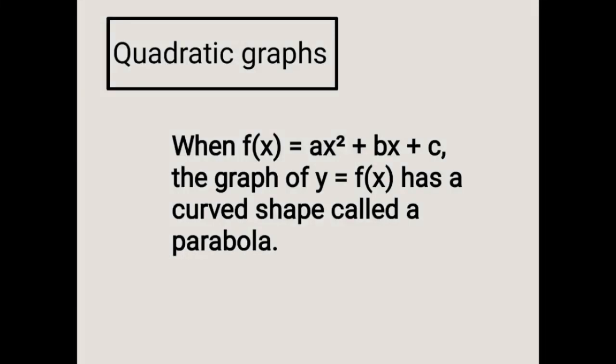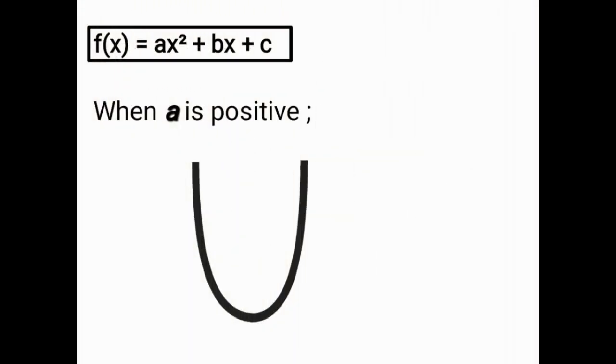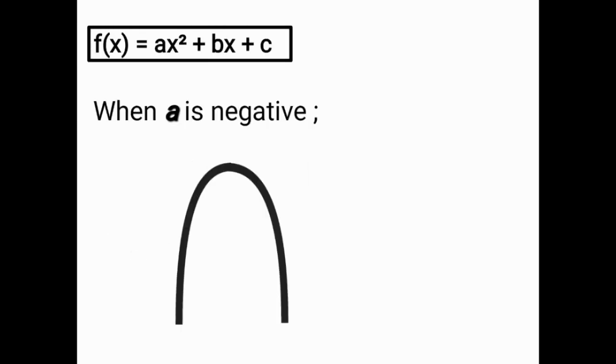When f(x) equals ax squared plus bx plus c, the graph of y equals f(x) has a curved shape called a parabola. The coefficient of x squared determines the overall shape of the graph. When a is positive, the parabola will have this shape. When a is negative, the parabola will have this shape.